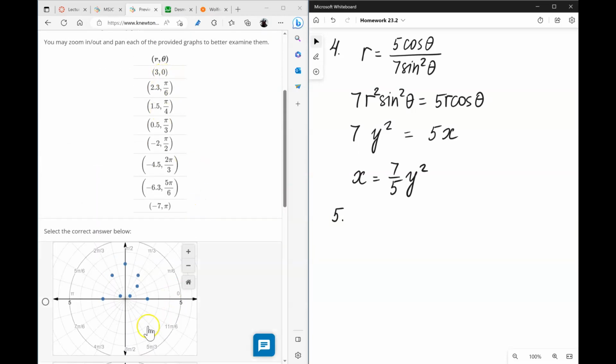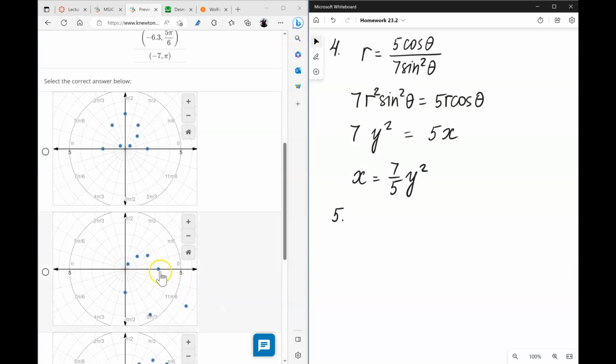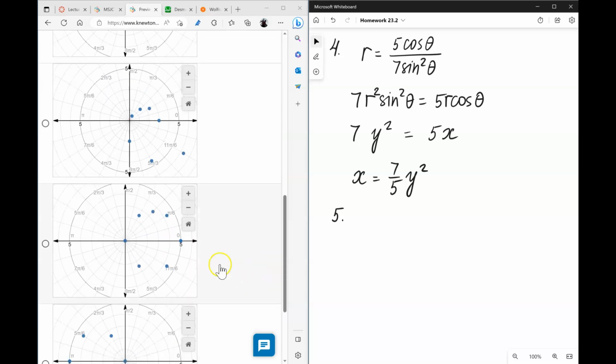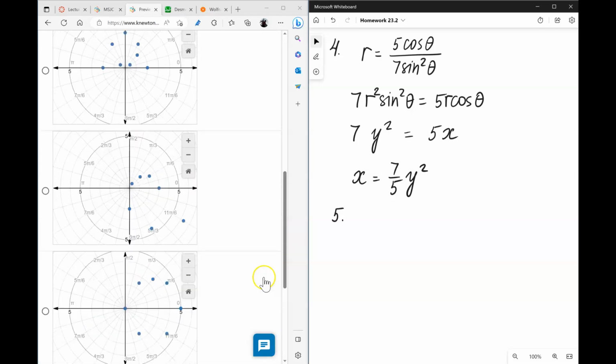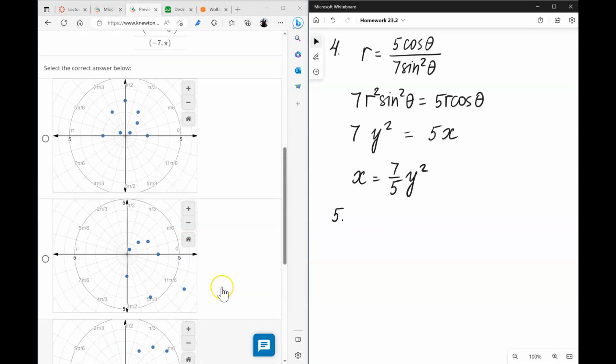We have 3, 0. This one is 3, 0. 1, 2, 3, 4, 5. Actually, no, this is not 3, 0. So it's definitely not the first one. It could be this one. It's definitely not this one. Definitely not this one. So let's just check for other values.